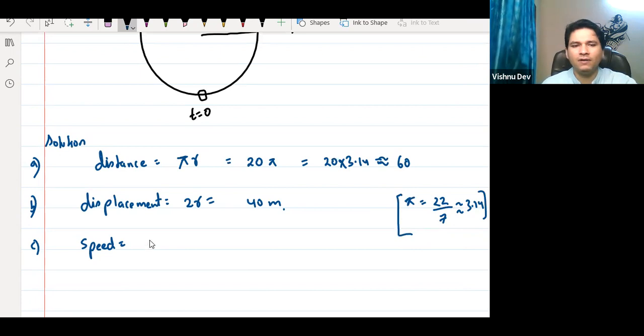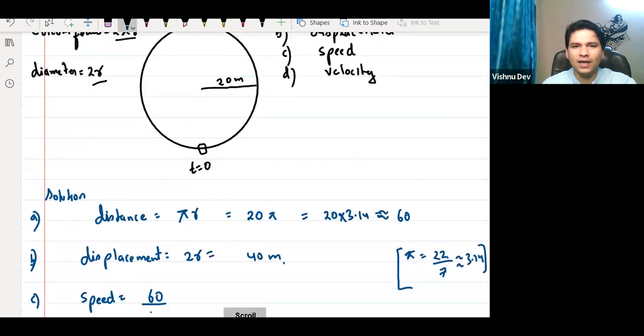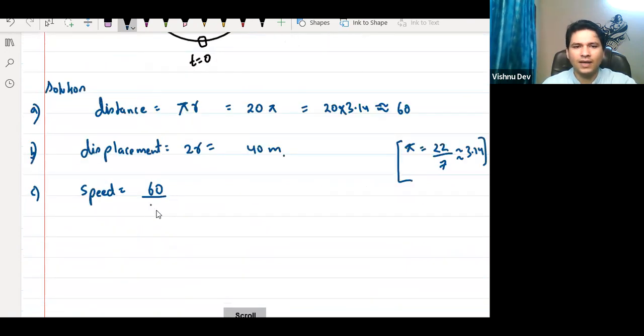Speed will be distance by time. Yes, very good. So distance I will approximately take as 60. Time is 60 seconds. So 60 by 60. It will be what? Tell me. 1 meter per second. 60 by 60 is 1. Now, how come it will be 0? It is not 60 minus 60. It is 60 divided by 60.